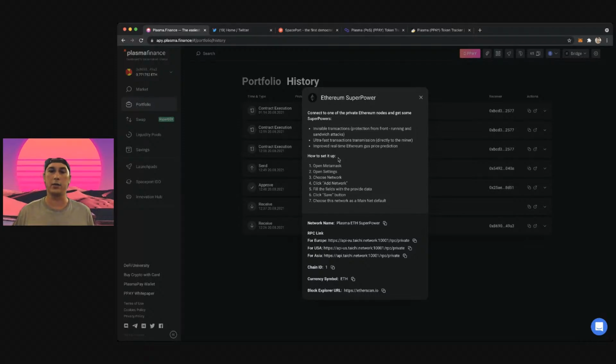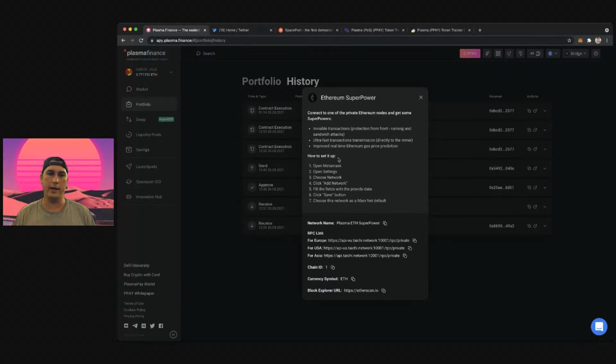So that means that your transaction will be mined much faster than with the usual RPC from MetaMask. And it's also improving the real-time Ethereum gas prediction. So you will know much better how much gas you need to put on the transaction to mine it faster. And for people who are not only trading on the DEXs, but also investing in the IDOs, that will be very helpful, because your transaction will be very fast, much faster than other people, even if they put more gas.